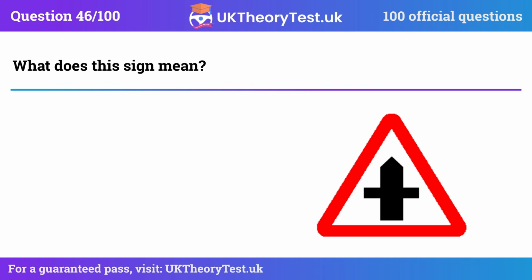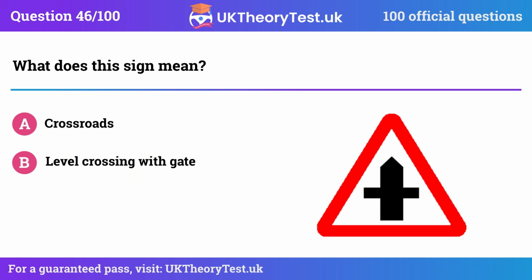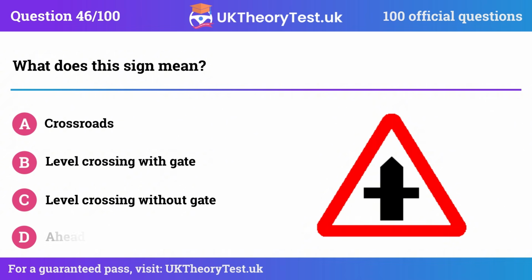Question 46. What does this sign mean? A. Crossroads. B. Level crossing with gate. C. Level crossing without gate. D. Ahead only.